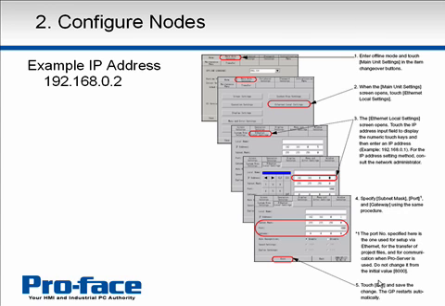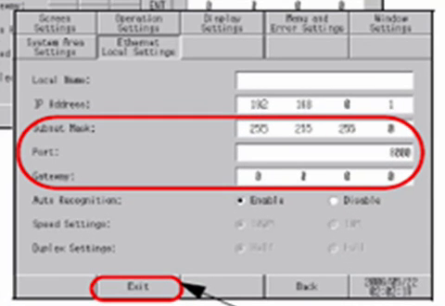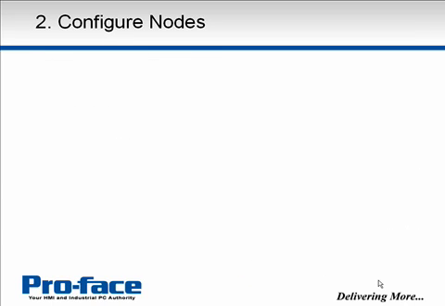Here's an example, 192.168.0.2 with a subnet mask of 255.255.255.0. And what that subnet mask is doing for you is saying that the only devices that will be seen on this network are the ones where the first three parameters, 192.168.0, are a match.